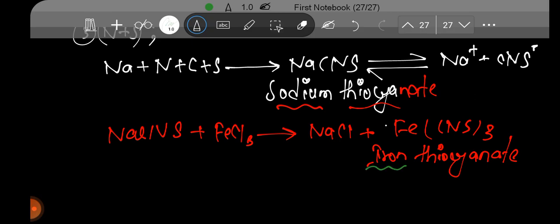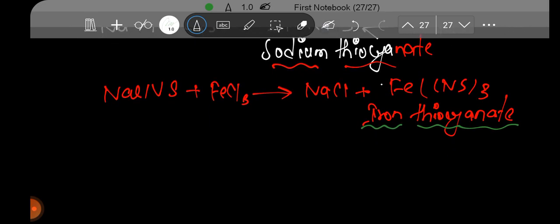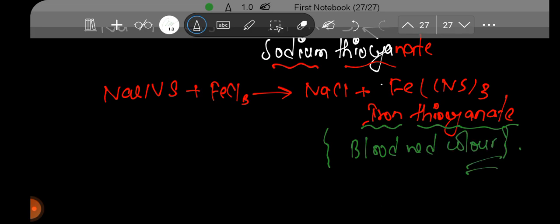Now this is iron thiocyanate. You could ask, what is the result? How could we recognize this? There is one reaction just like this. Iron thiocyanate has a blood red color.